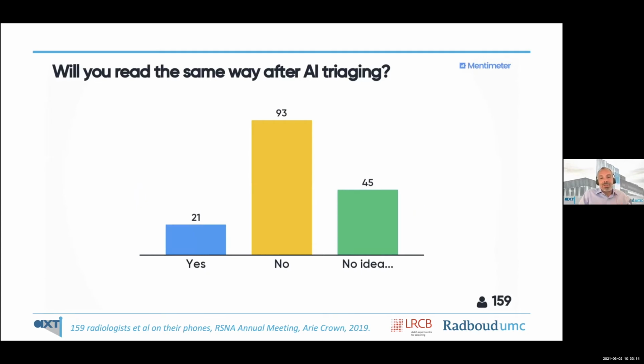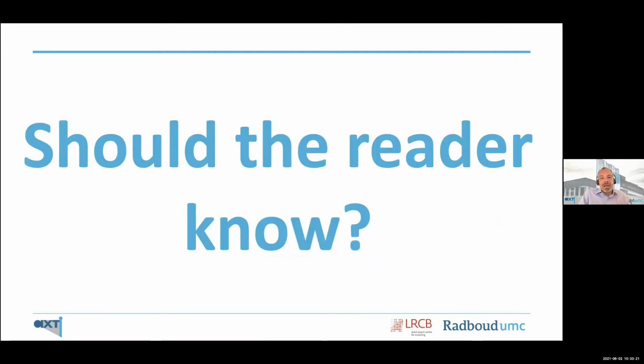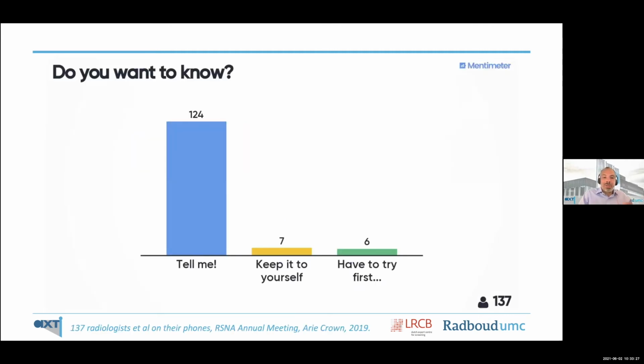How does pre-selection or any of this AI addition affect their performance? Should the reader know why they're reading this case? What did the AI think? Most radiologists seem to think, yes, I want to know when you show me an image why the AI thinks I should be reading it. Very few others seem to think, okay, I want to read the case first.